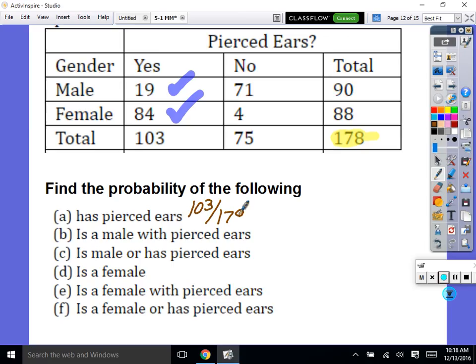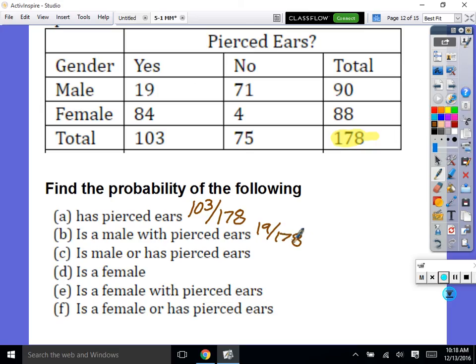Now let's do, I'm going to erase it because I like to have a fresh slate every time. What is the probability that it's a male with pierced ears? That's the intersection. It has to be male, and they have to have pierced ears. How many of that? There's only 19 of them, correct? 19 out of 178. Okay, let's keep going.